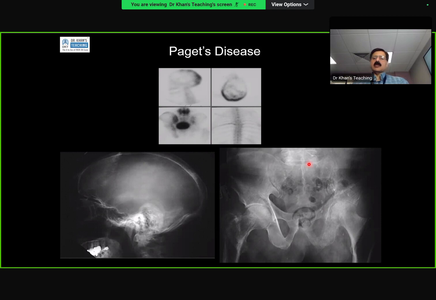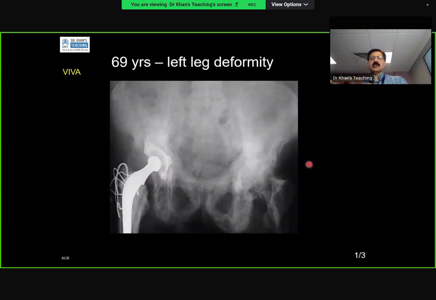Fibrous dysplasia will be young age. This, of course, will be old age. I just wanted to show you a Paget's. Now we are covering Paget's, which is the last thing for today. But I just wanted to develop your eyes on this appearance, because in the UK, Paget's disease is not very uncommon. But in some parts of the world, you won't see so much Paget's. I just wanted to show you this gross case of Paget's.